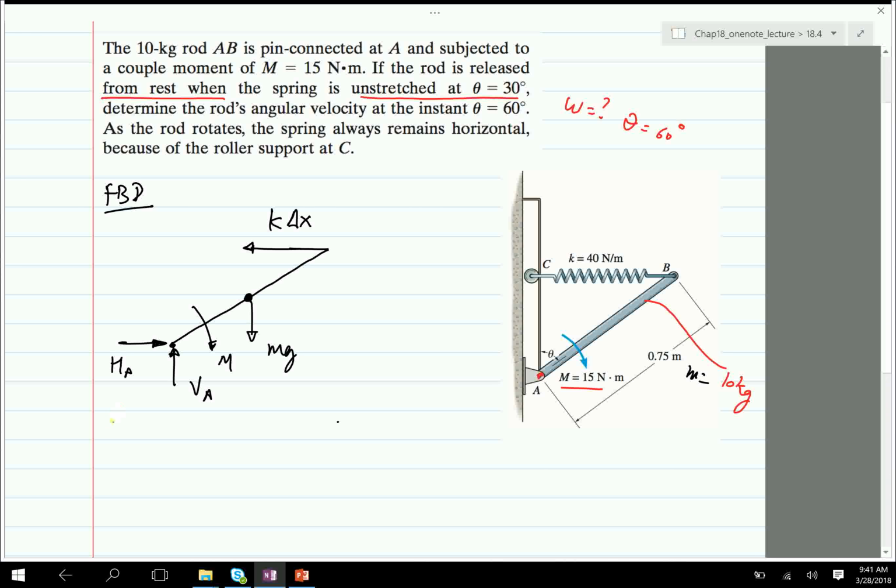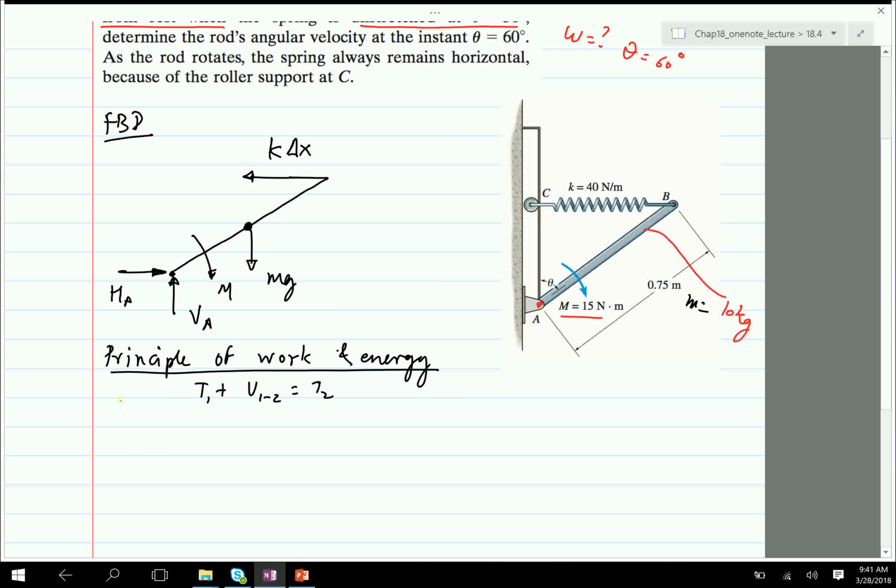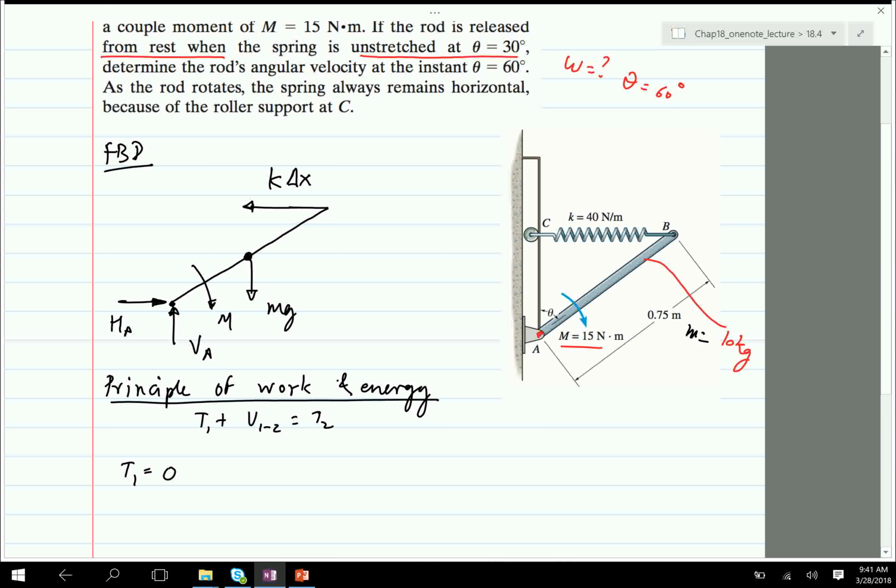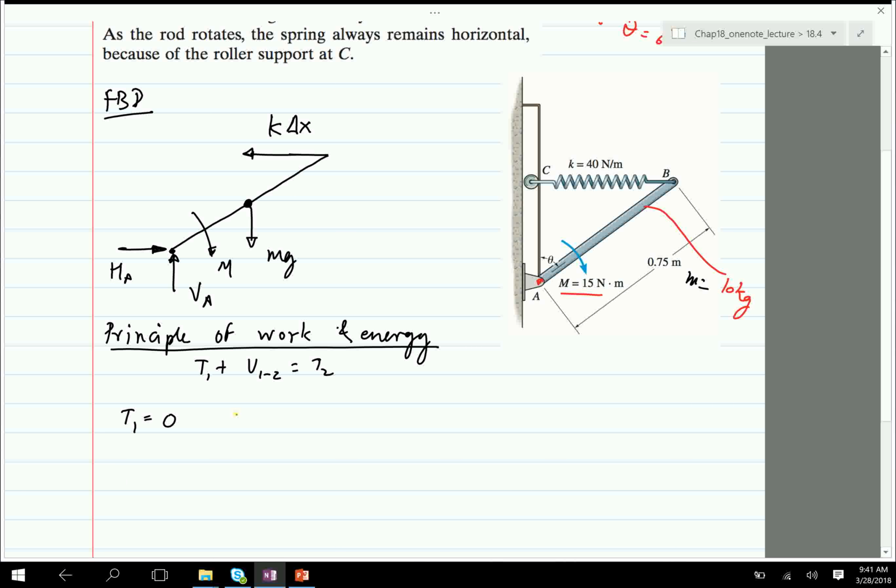Okay, so principle of work energy. T1 plus U12 is T2. T1 is 0 because the rod is released from rest. T2 is the kinetic energy of the rod, so that's going to be half inertia about A omega square.